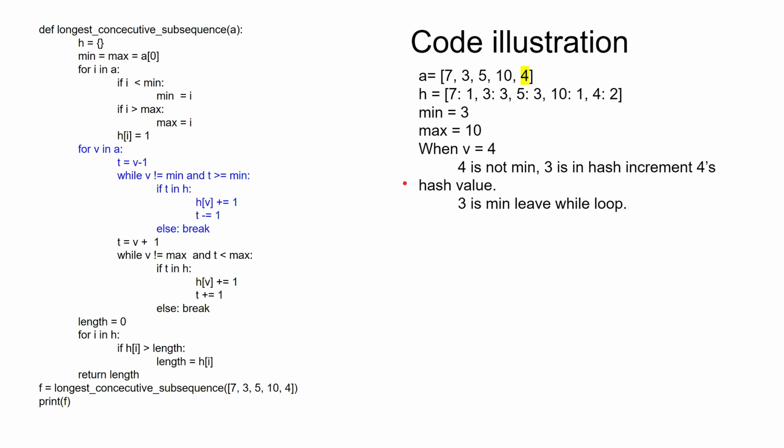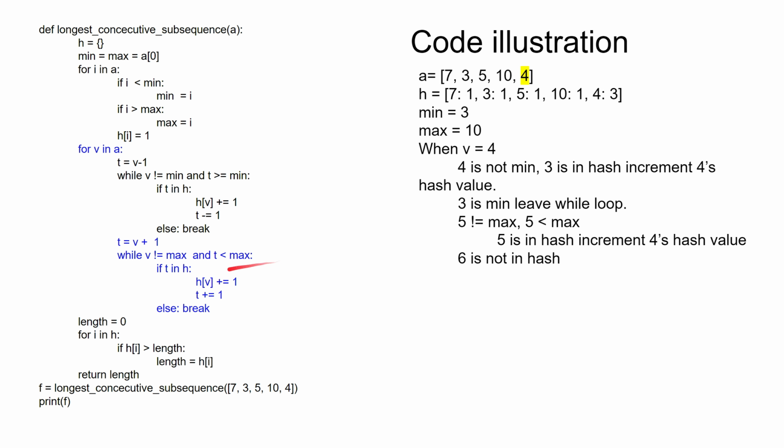For 4, 4 is not the minimum, and 3 is in the hash, so I'll increment 4's hash value. Then 3 is the minimum, so we'll leave the while loop. And 4 is not max, and 5 is smaller than max, so I'll go into the next while loop. 5 is in the hash, so I'll increment 4's hash value to 3. And 6 is not in the hash, so it'll break.